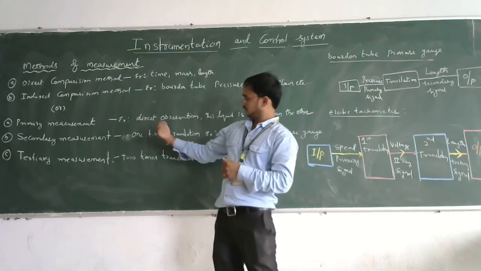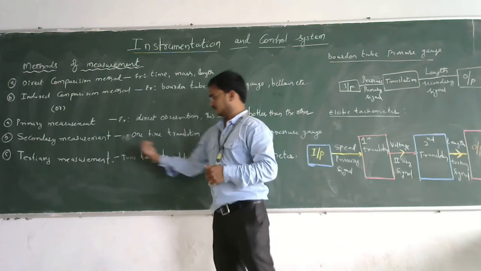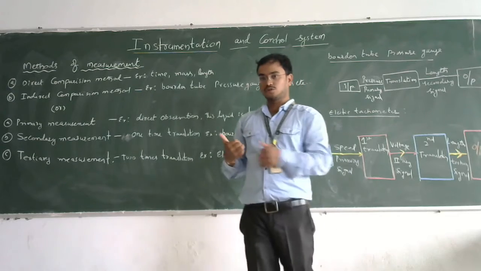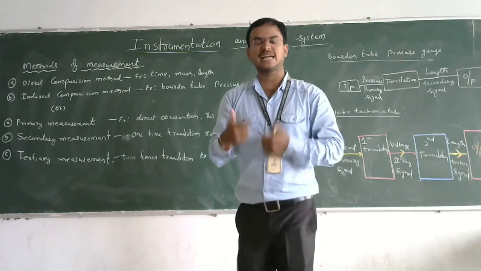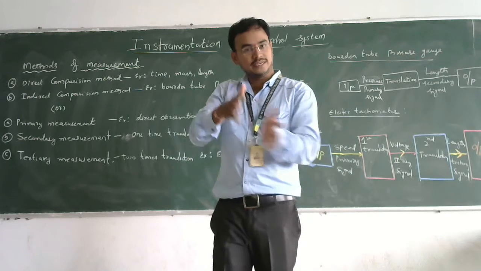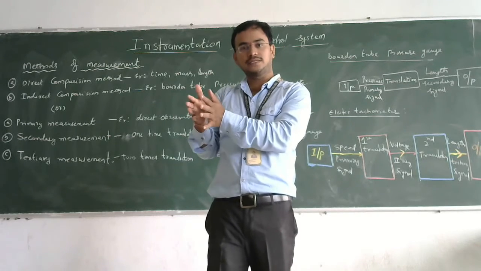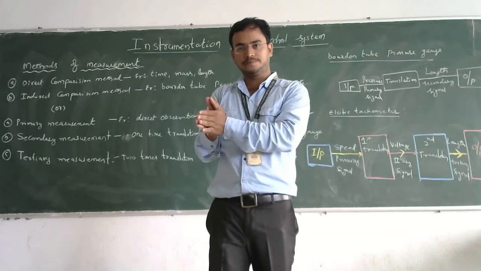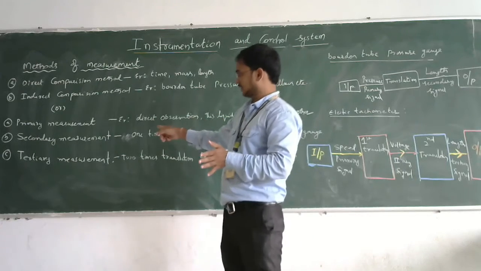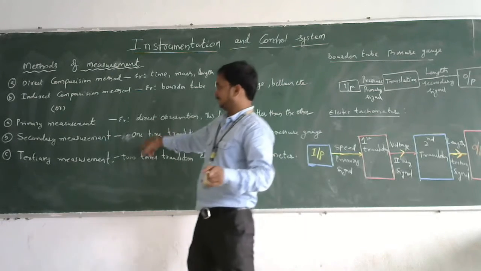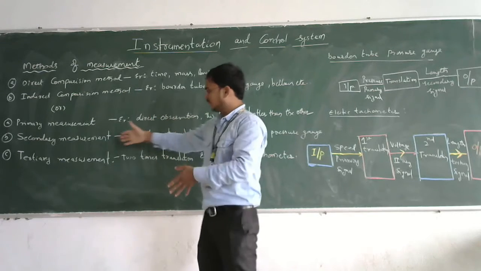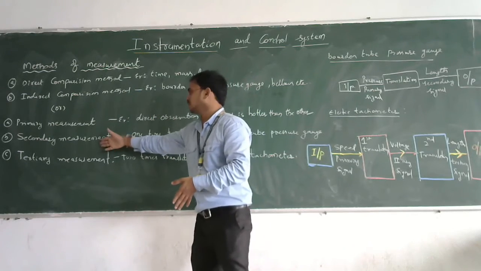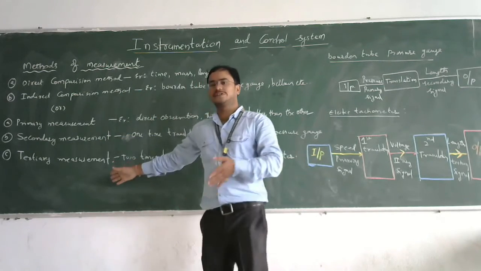Now, in secondary measurement, there is the translation or transmission or changing of the physical quantity from one form to another form. Just like it happened in the indirect comparison method, it is elaborated here, and the types are given: secondary measurement and tertiary measurement.